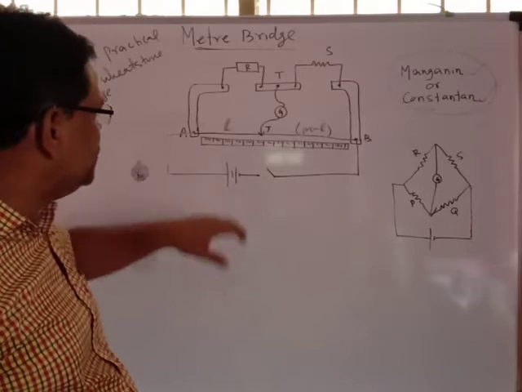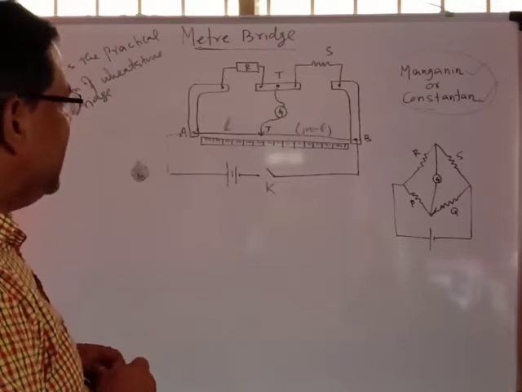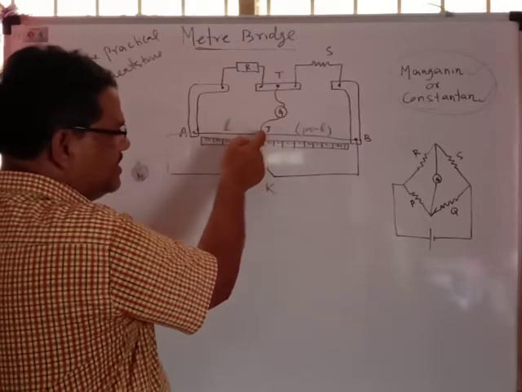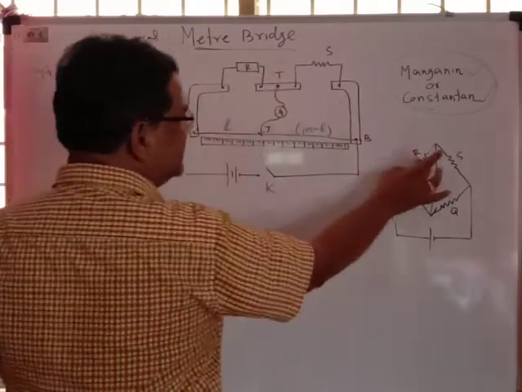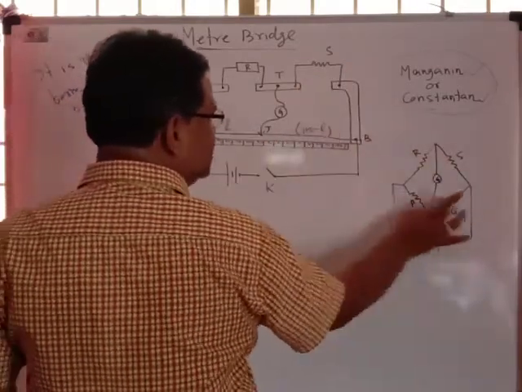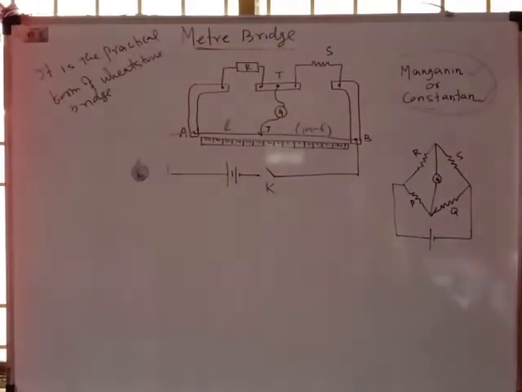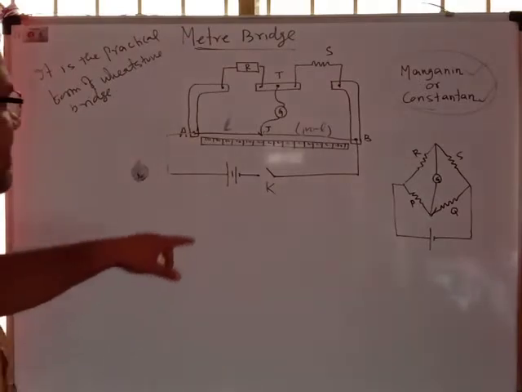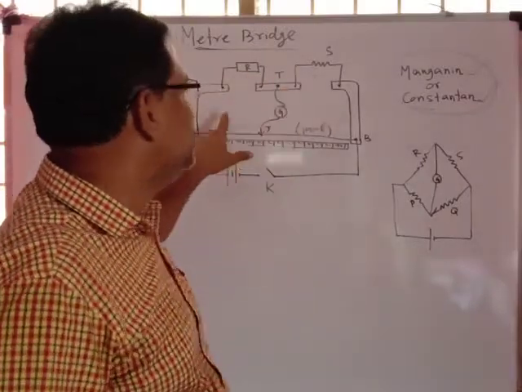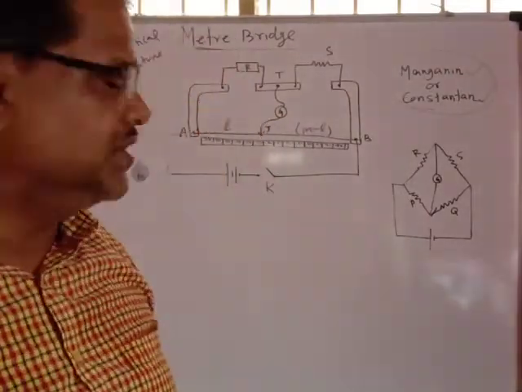Whenever the switch K is made on, when the cell is connected to the circuit, and you touch the jockey at a point, what will happen? This portion is acting as R, this portion is S, this portion is P, and this portion is Q. If the galvanometer shows no deflection, that means the bridge is balanced, and we find R by S equal to L by 100 minus L. This is the basic concept following the balanced condition of the Wheatstone bridge.